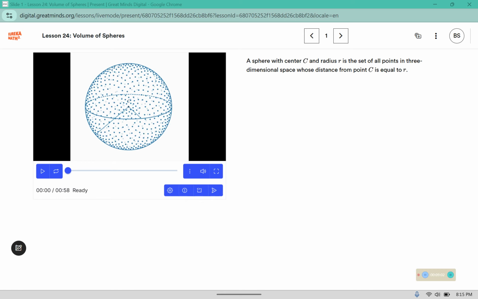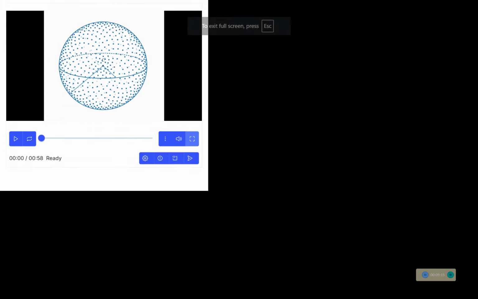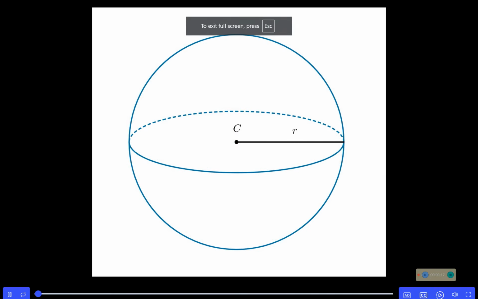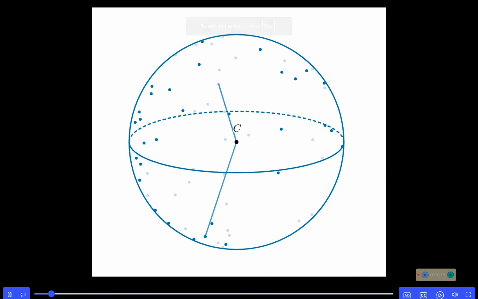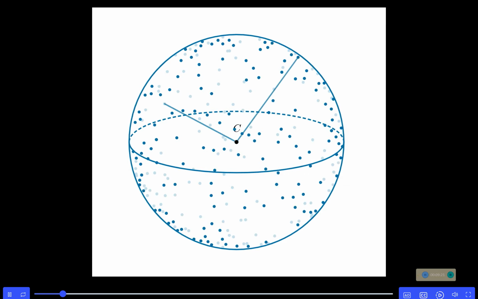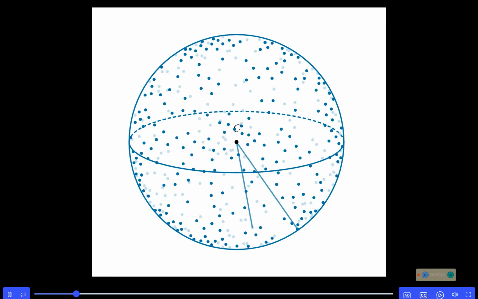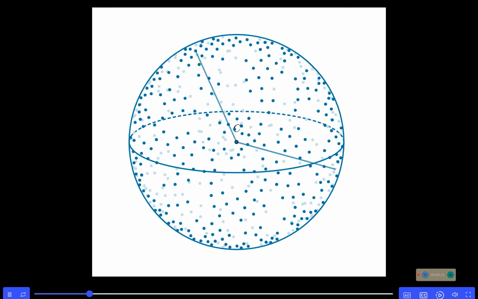Here's a little bit more of a definition about a sphere. It says a sphere with center C and radius R is the set of all points in three-dimensional space whose distance from the center is equal to the radius. So all of these points make up the outer piece, which we call the sphere.